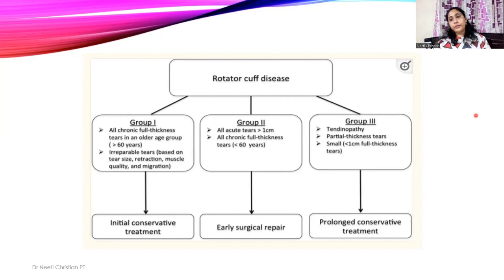There is another group of patients where there is an acute tear on top of a chronic full thickness tear, less than 60 years of age, from a sudden fall, who can go for early surgical repair. After that, the rehabilitation protocol. There are a few patients having tendinitis type of symptoms like tendinopathy, partial thickness tear, a very small tear. We need to go for prolonged conservative treatment for such patients.